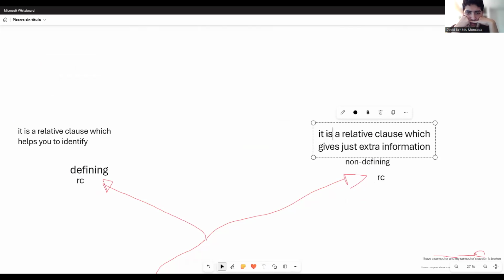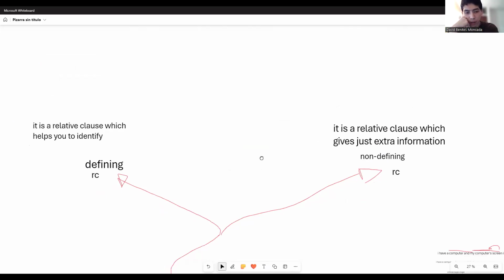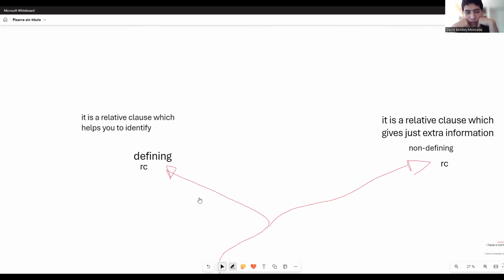Did you understand? Teacher, and in the defining, what identify? One second. It says it is a relative clause that identifies, and this is extra information. Pretty clear, the concept identify and extra information, right? Clear? Non-defining, extra information. Defining, identify. Perfect. Nice.